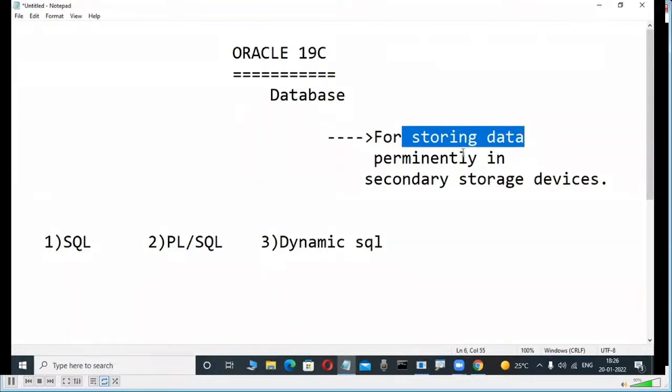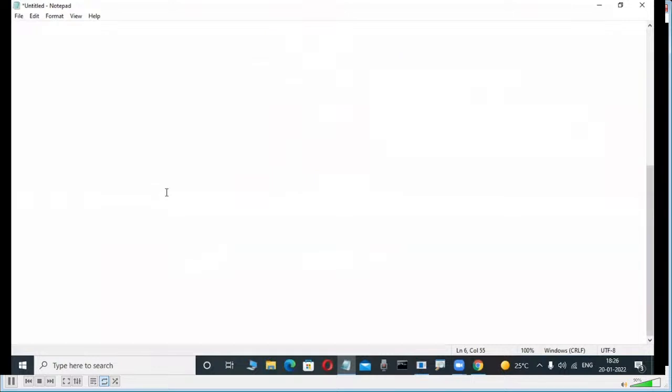Not only storing data, so many things are there. Actually, databases are not only for storing data, but efficient retrieval of data is also important. Suppose, for example, observe the screen.